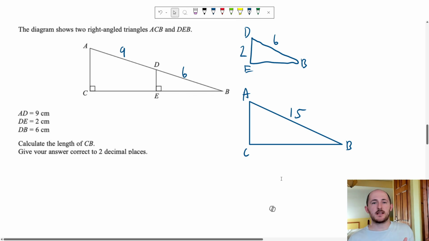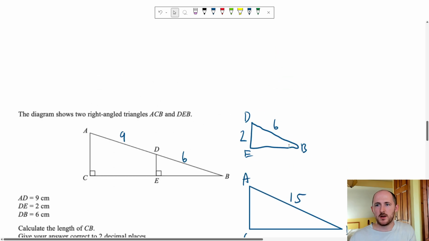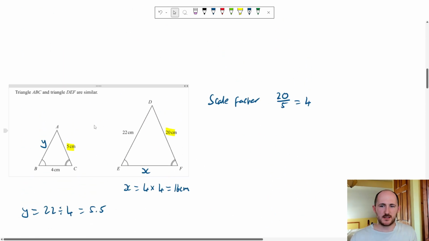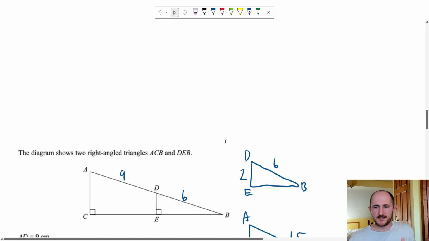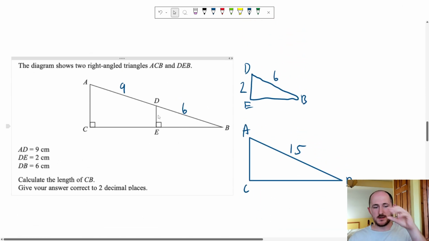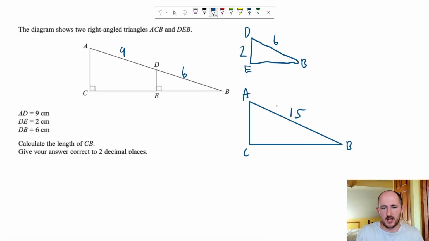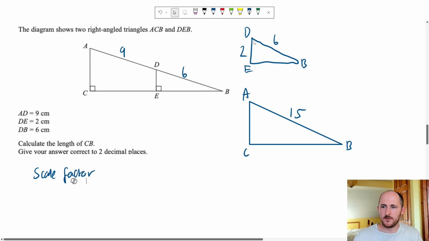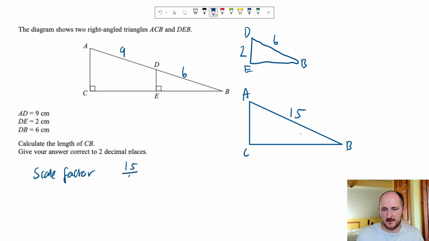Now remember, what's the first thing we do after we've drawn these triangles? Well, in the previous questions, we worked out the scale factor first because the triangles were already separate. In this case, the triangles were together. So the first step was we separated the triangles, and now we need to work out the scale factor. And once again, we need to look for a corresponding side, so a side that is the same in both. And we have DE here, we don't have AC here. So what we're going to do is use DB and AB. So the scale factor is 15 over 6, which we can simplify a bit by dividing by 3, which gives us 5 over 2, which is 2.5. So to go from the smaller shape to the bigger shape, we times by 2.5.